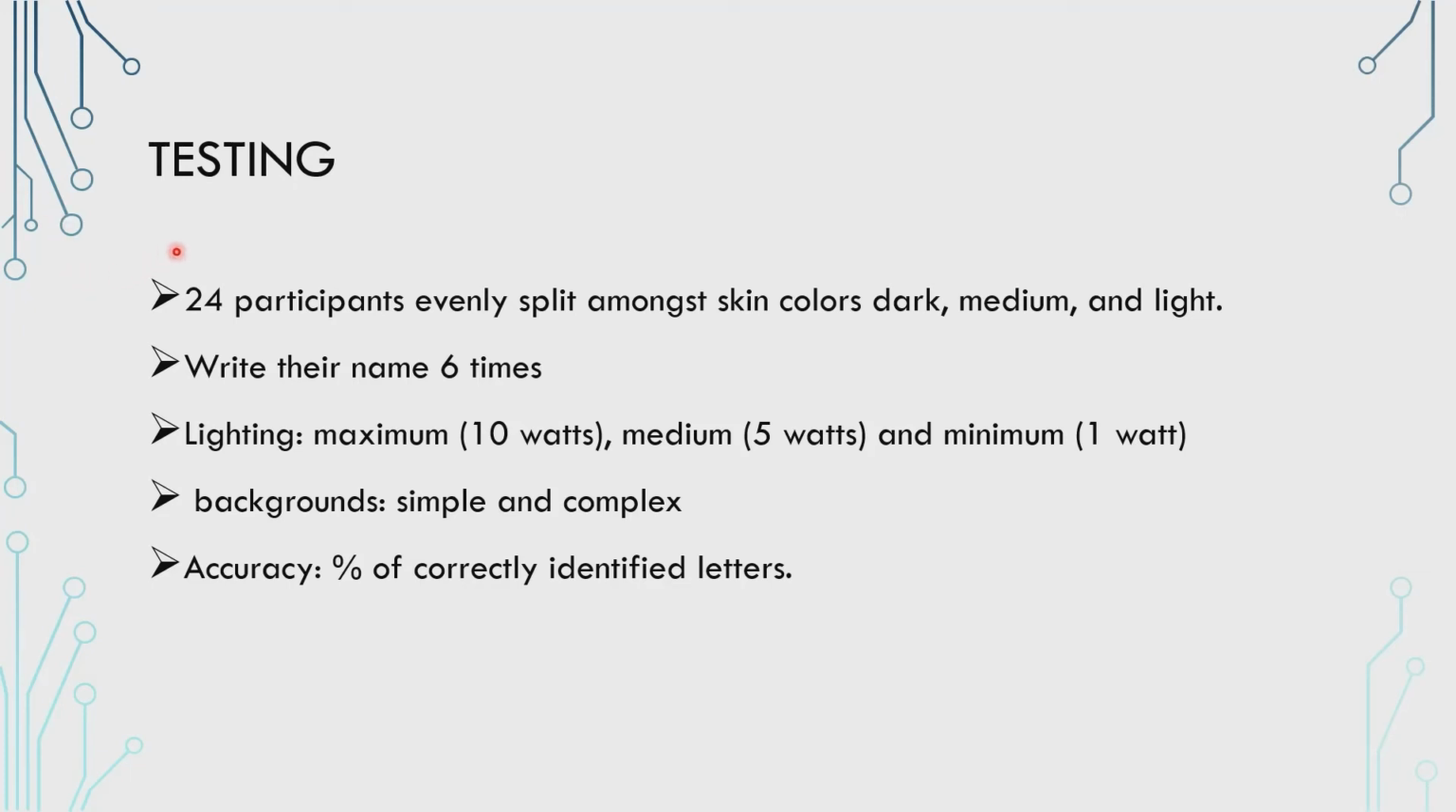So testing was performed on 24 participants, evenly split amongst skin colors: dark, medium, and light. Each participant was asked to write their name 6 times under various lighting conditions. Maximum lighting, which is defined as 10 watts, medium lighting 5 watts, and minimum lighting 1 watt. The backgrounds used were both simple and complex, and the accuracy was defined as the percentage of correctly identified alphabets.